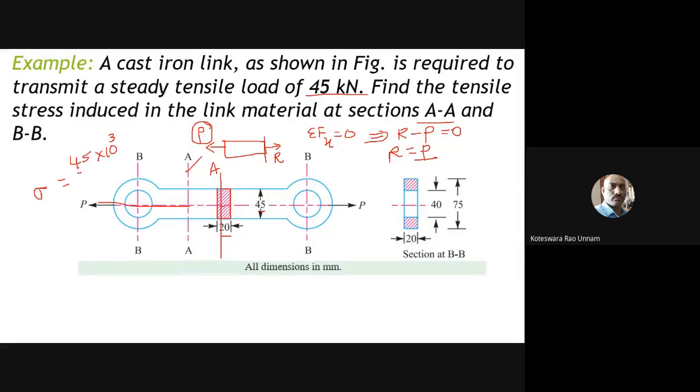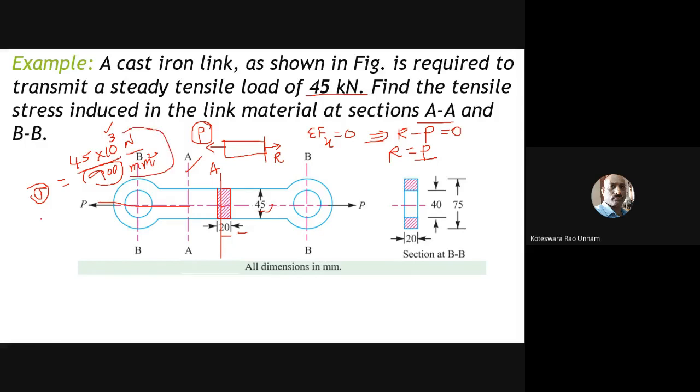So therefore 45 into 10 cube I need to take, divided by the area of this cross section, which is 900. Here the units for the load I have taken as newtons. Even though it is given in kilonewtons, I converted kilonewtons into newtons just by multiplying by 10 power 3. Now it becomes newtons. The area is 20 mm into 45 mm, which is 900 mm square. So the units for the area are mm square. Therefore the units for our sigma become newton per mm square.